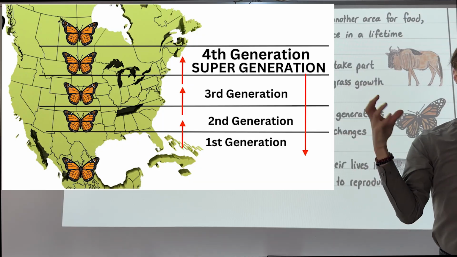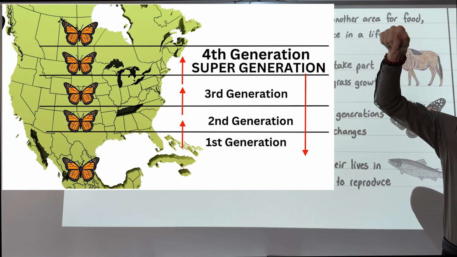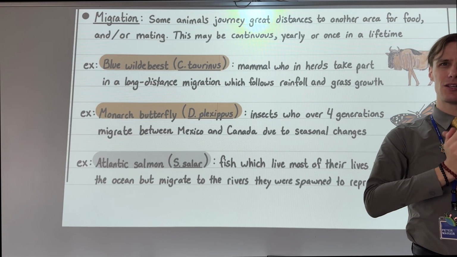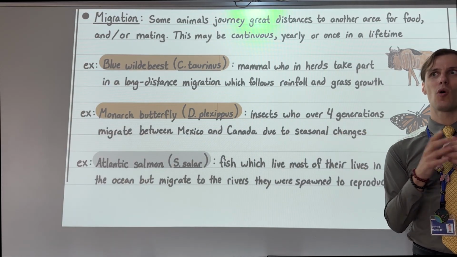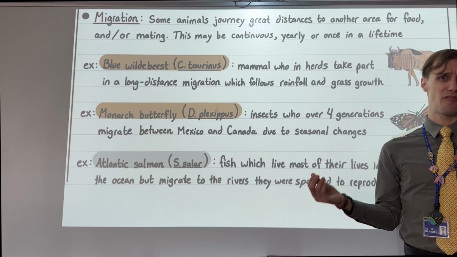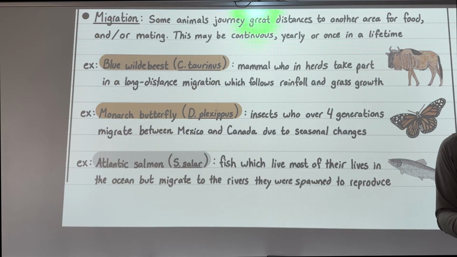And then this super generation, this fourth generation, is actually able in one shot to migrate from Canada all the way back down to Mexico. It's really remarkable. So as you can imagine, they have enormous adaptations to be able to fly for such long distances fairly non-stop. It really cannot be overstated how amazing this migration is.